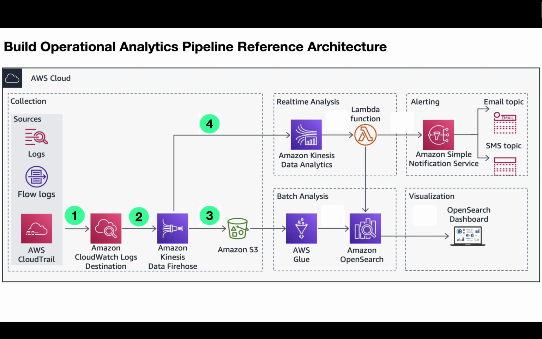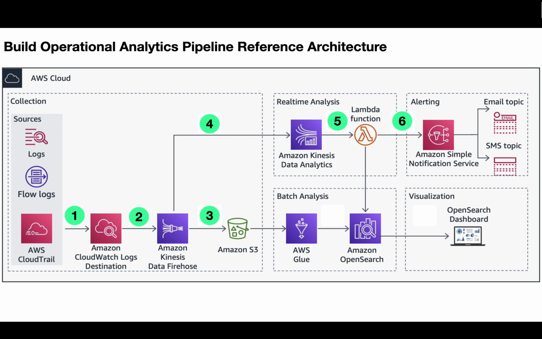4. Logs intended for real-time analysis are delivered to Amazon Kinesis Data Analytics. 5. Amazon Kinesis Data Analytics derives metrics, which are sent to a Lambda function for processing. The Lambda function transforms the metrics and ingests them into Amazon OpenSearch. If a condition is met that requires alerting, the Lambda function will publish a message to the Amazon Simple Notification Service (Amazon SNS) for distribution.